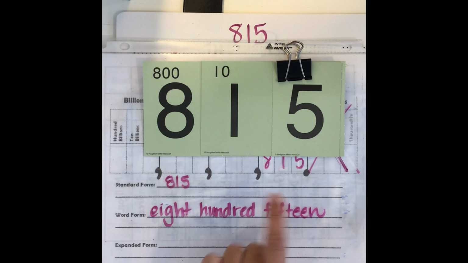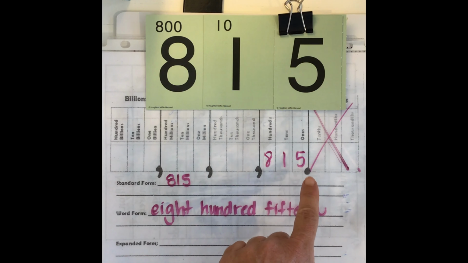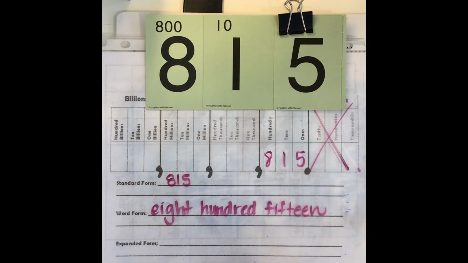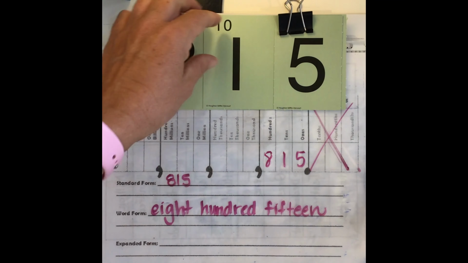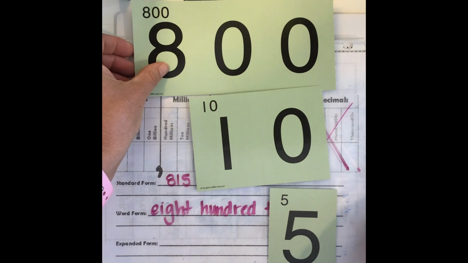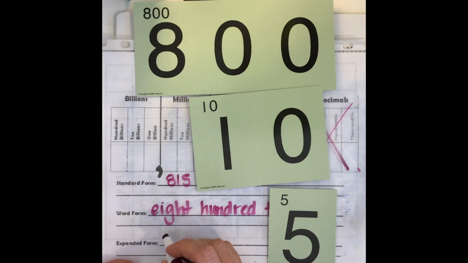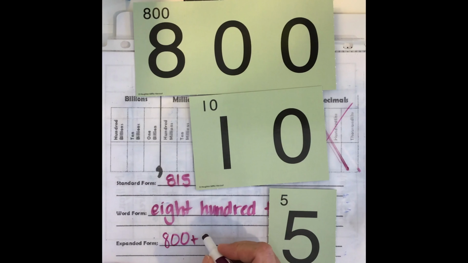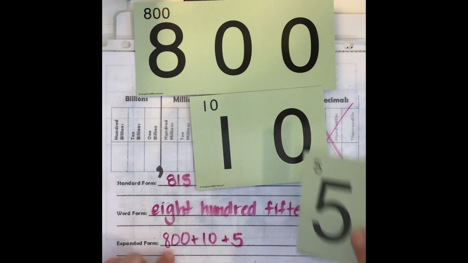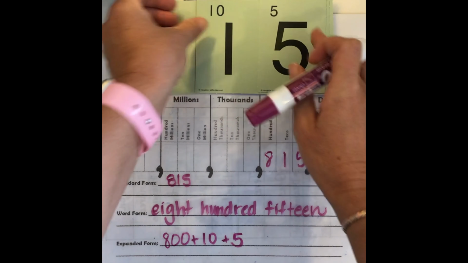Okay, now there's no and. We don't use and because we only use and when we have a decimal, and the decimal is the end of our number, so we're not going to say and. So we just say 815. Here's the fun part. We get to expand the number to make our expanded form. So the 8 is worth 800. The 1 is worth 10. And the 5 is worth 5. So our expanded form would be 800 plus 10 plus 5.